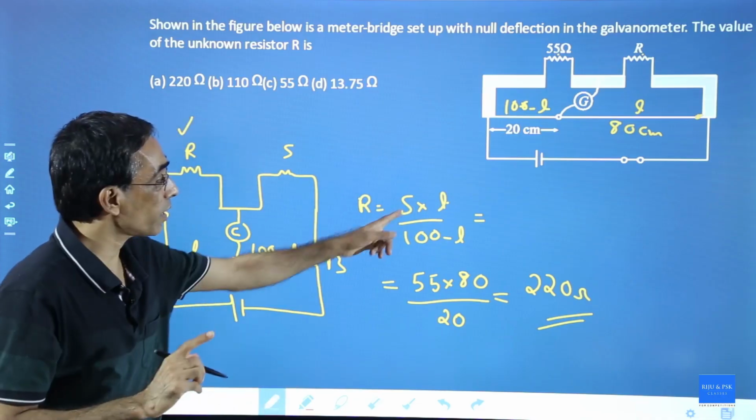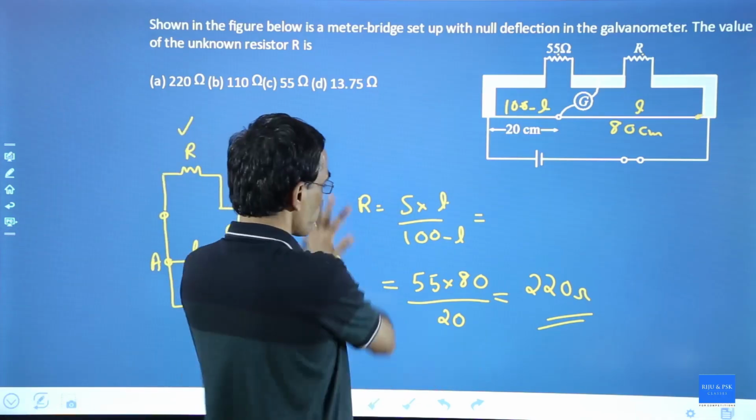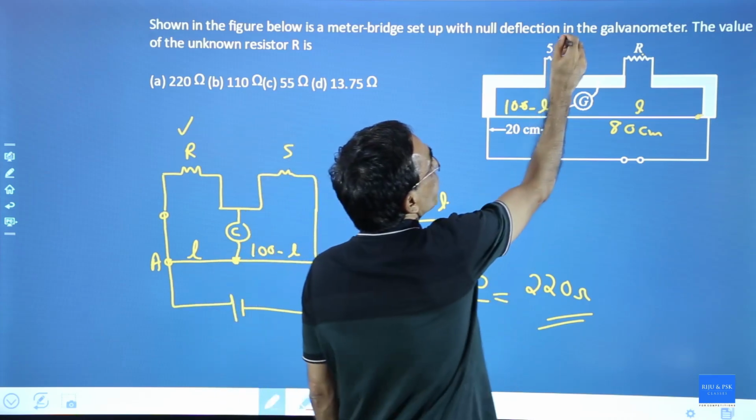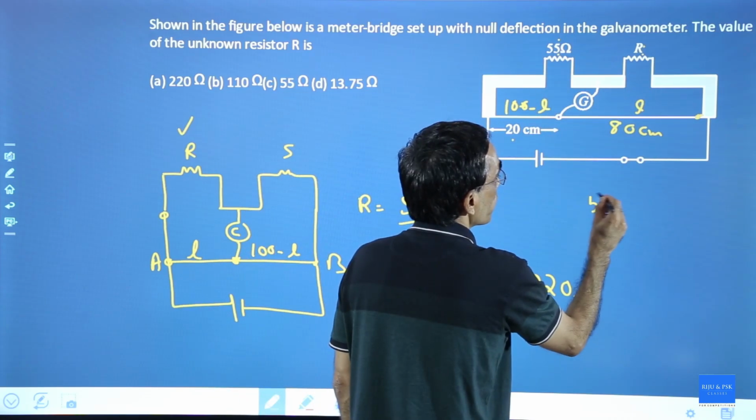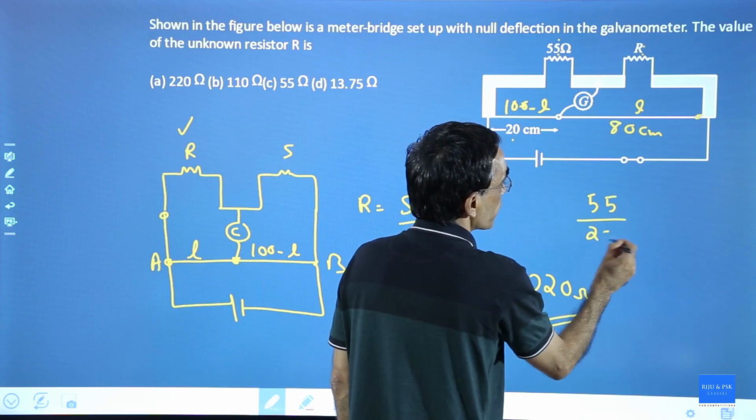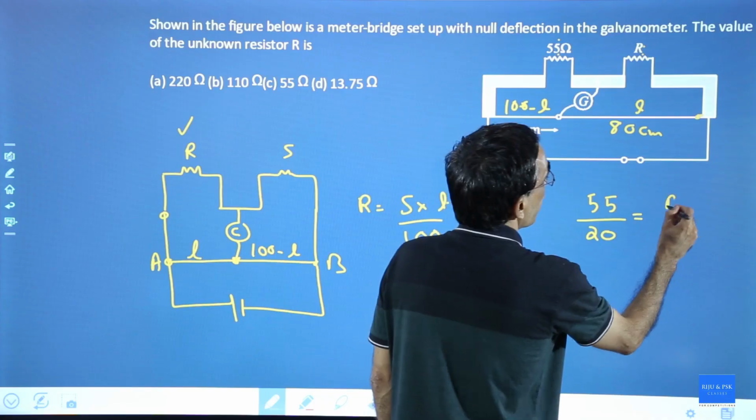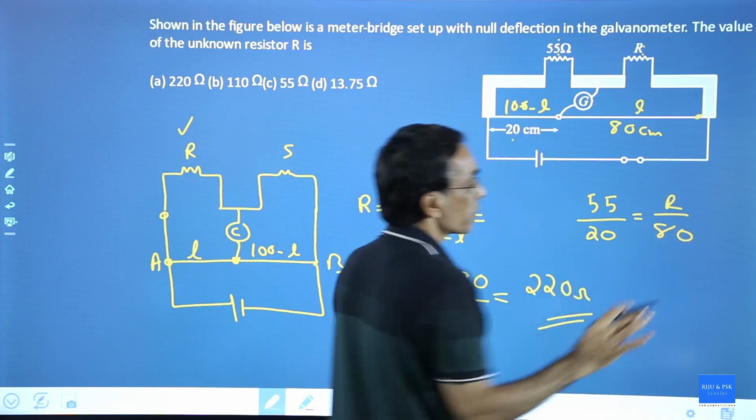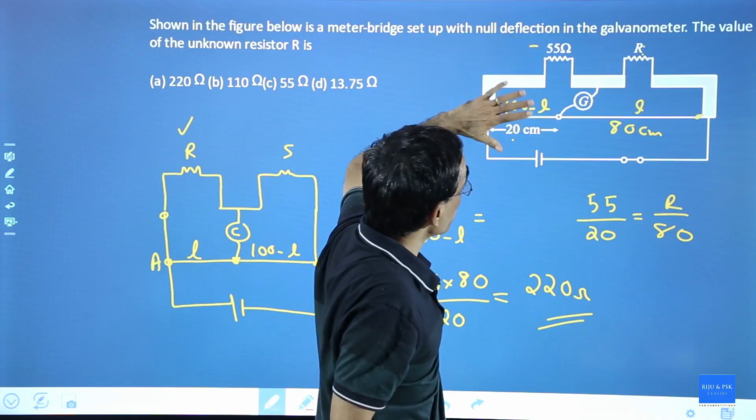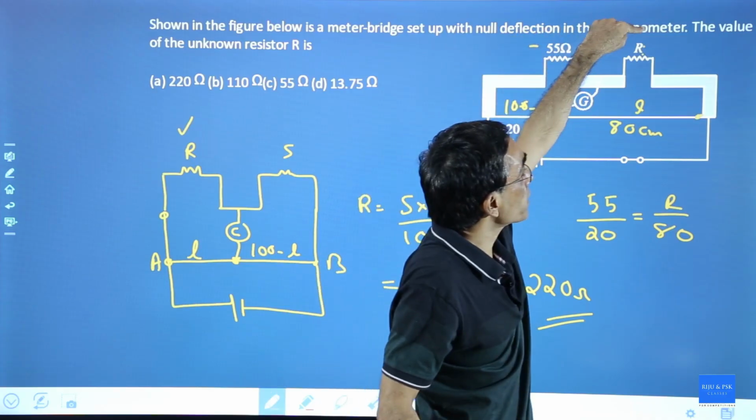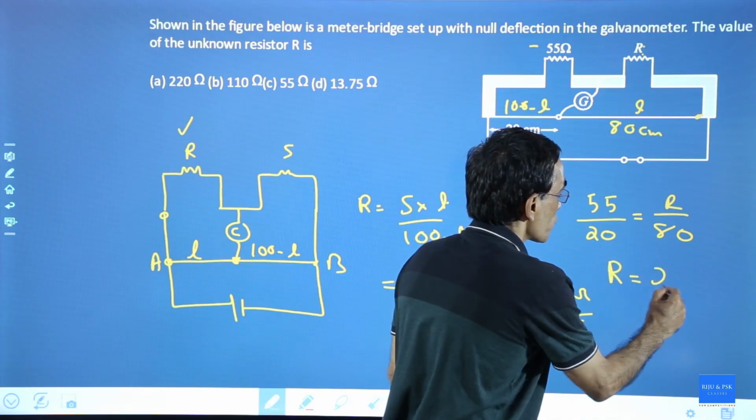Don't get cheated with the equation. I'll tell you an easy method to do this. It's very simple. No need to worry about all these details. 55 by this length equals R by this length. That's it. 55 by 20 is equal to R by 80. That's simple, direct. Resistance on the left side by length on the left side, resistance on the right side by length on the right side. That will give you the equation. So what is R? R is 220.